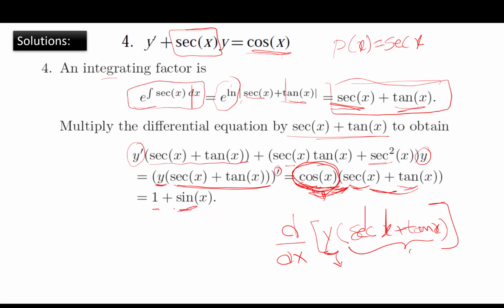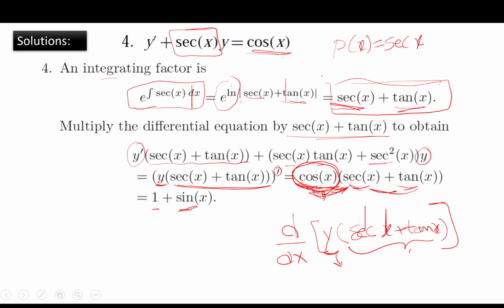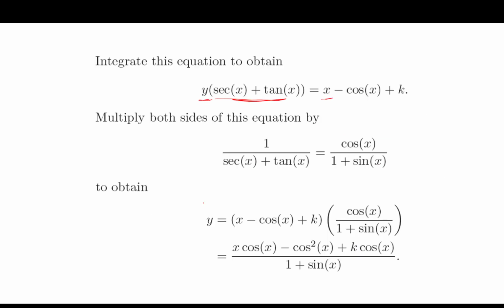So this is the form that we can use here, and then by integrating this equation we are going to find y times sec plus tan equal to, yes, the right hand side is going to be x. Remember, the right hand side is 1 plus sine x here, so it is x minus cosine, this is the integration, plus a constant k. Multiply both sides of this equation by the reciprocal of sec x plus tan x.